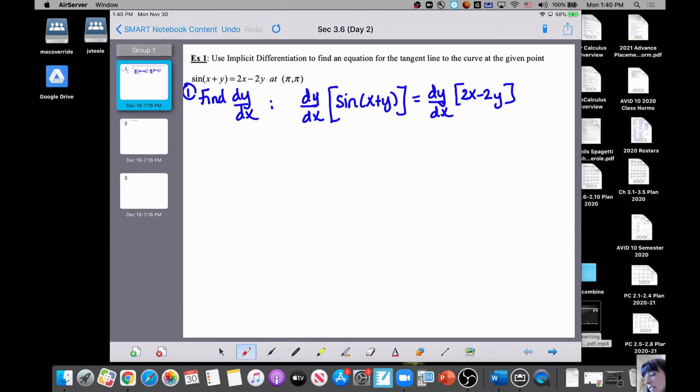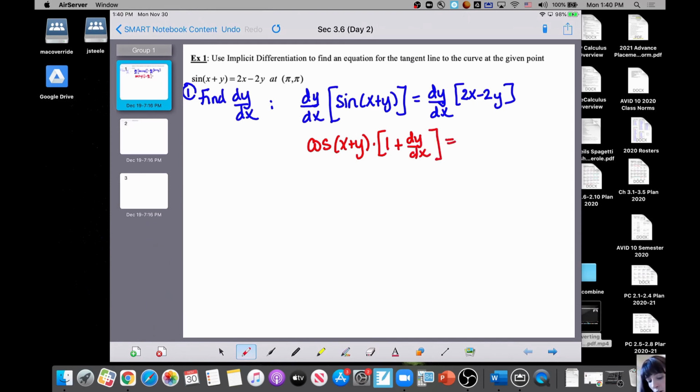The derivative of sine is cosine. So I am going to have cosine of what's inside. But now I have to multiply by the derivative of x plus y. The derivative of x is 1. The derivative of y is going to be dy/dx, because remember, y is a function of x. So it would be 1 times dy/dx.